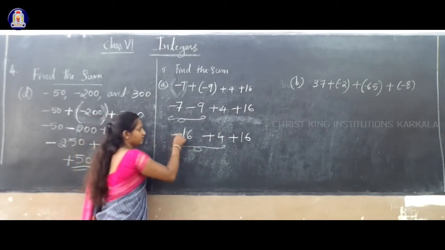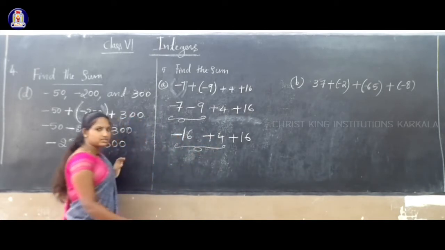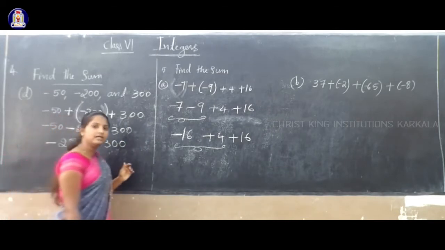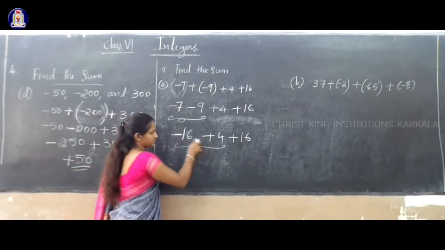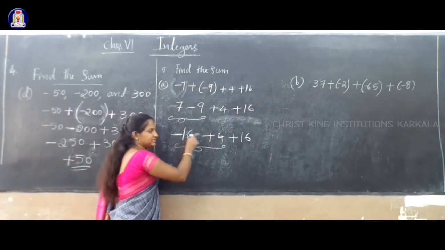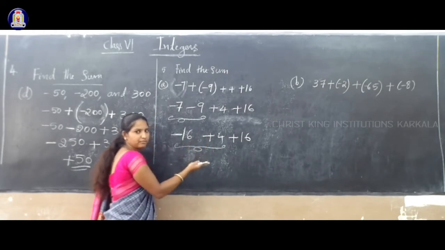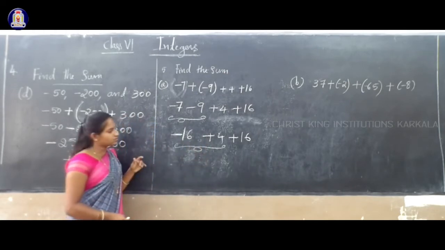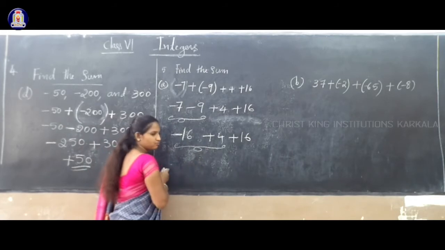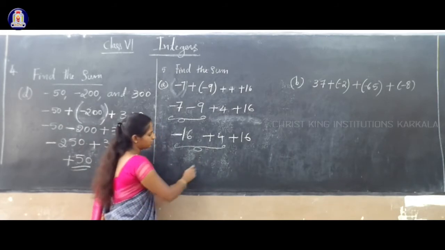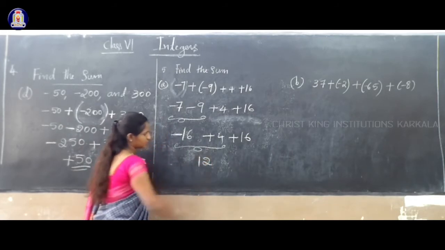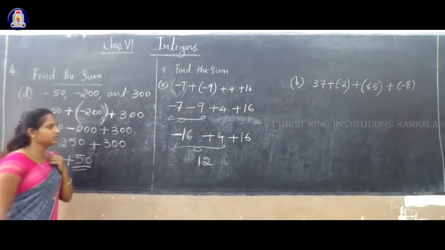Minus 16 plus 4. Different sign, here minus, here plus. You know different sign means subtraction. So subtract 16 minus 4. What is 16 minus 4? That is 12. Clear? 16 minus 4 is 12.